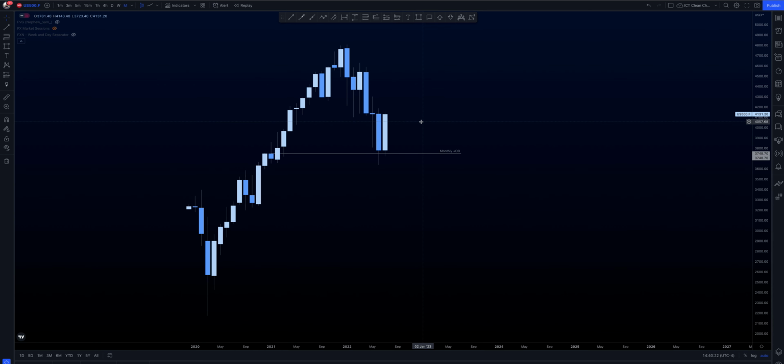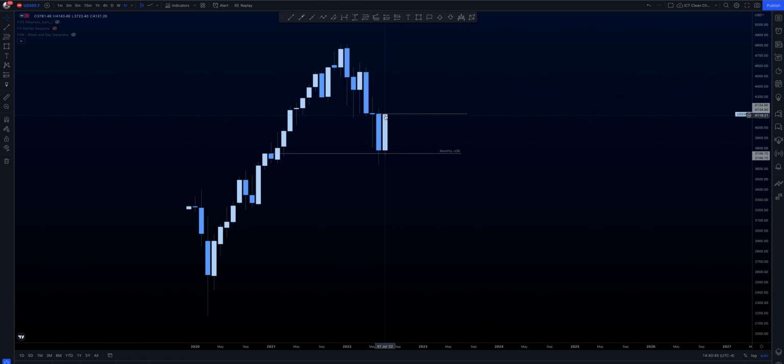If you go into the teachings on ICT's channel, he does go into order blocks in detail, so I won't go into it in too much detail here. However, you can see the rejection here. We've got a swing low on the monthly time frame. Today's date is the 31st of July, 2022. And with that said, look at the momentum that we've got on the monthly candle.